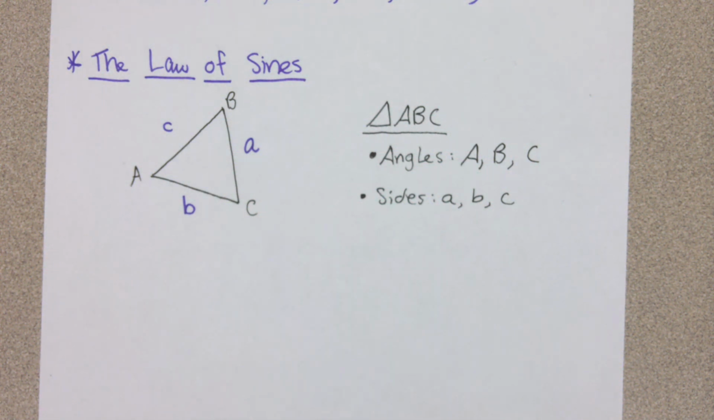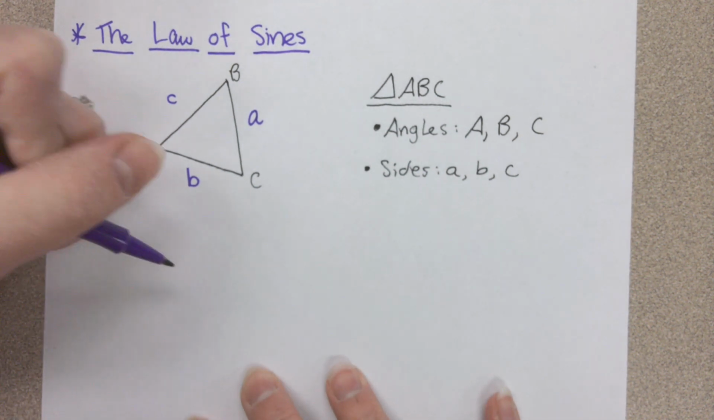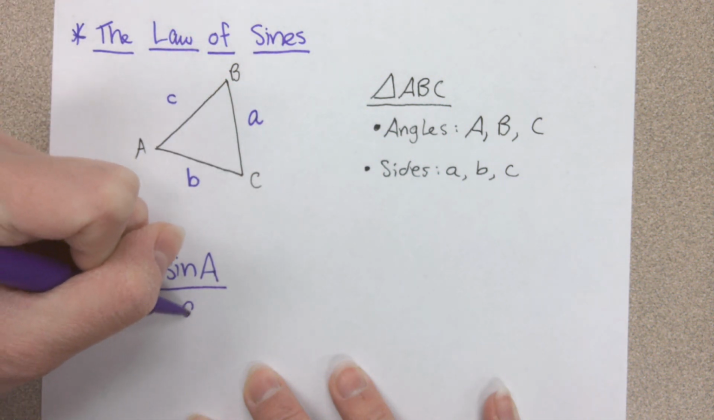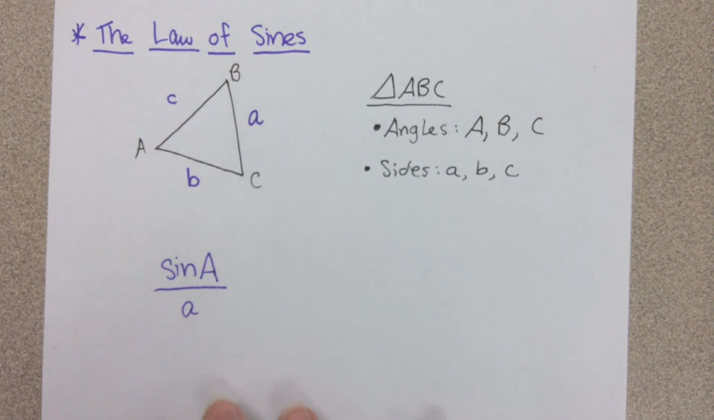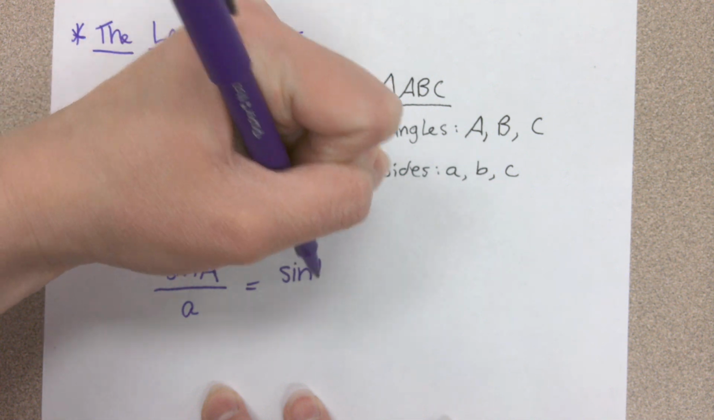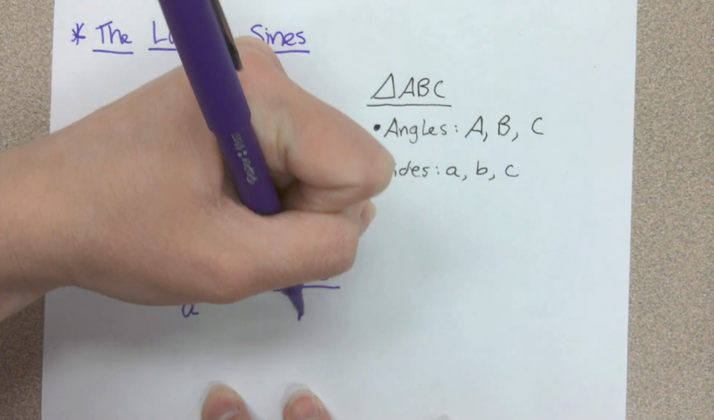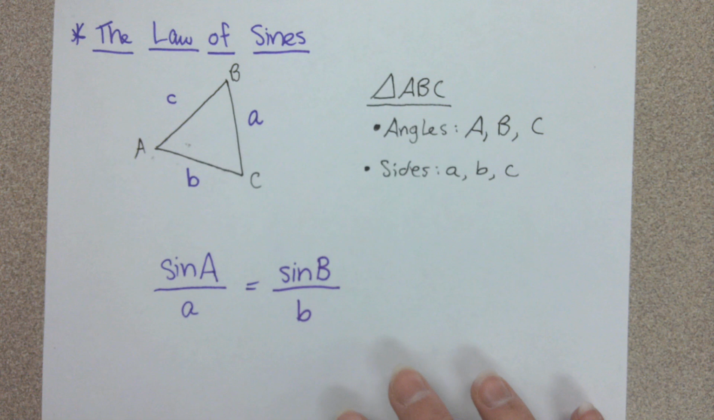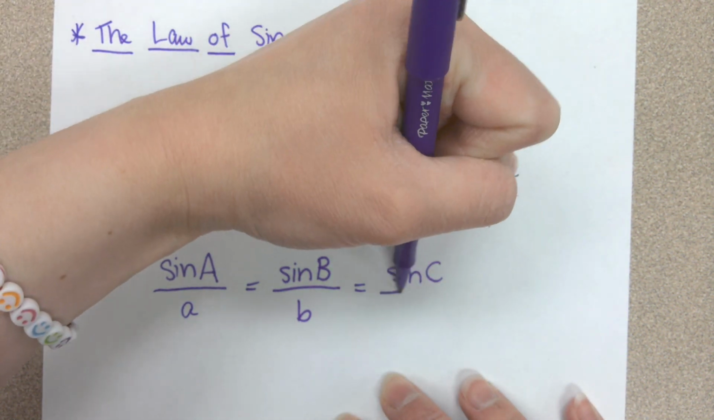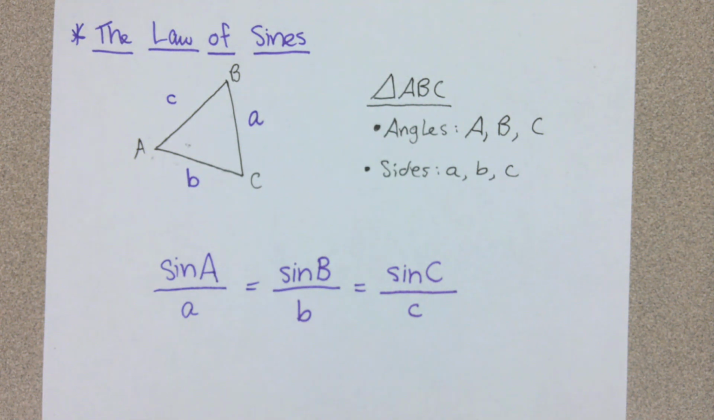The law of sines states that in any triangle, this is true. Sine of capital A, sine of angle A, over lowercase a, over side a, is equal to sine of capital B, angle B, over side b, is equal to sine of capital C, angle C, over side c.